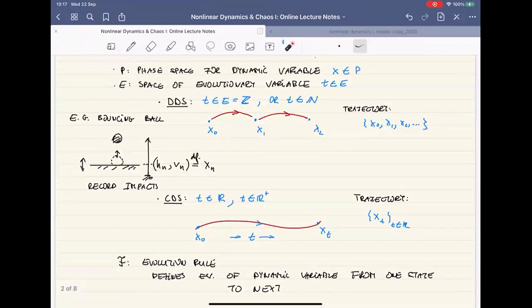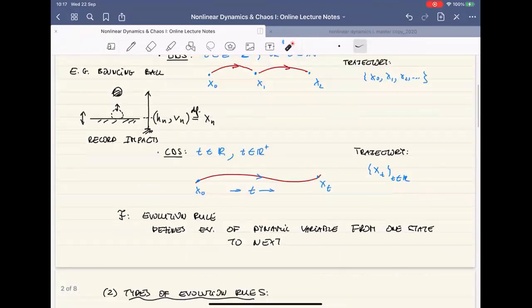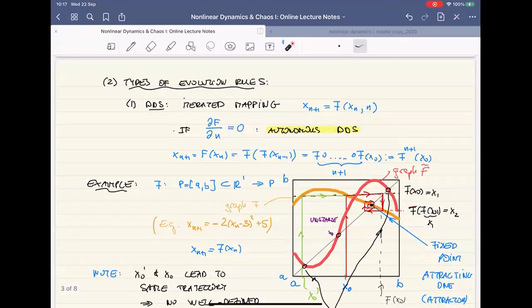Okay. And then we talked about distinguishing two dynamical system types based on the nature of the evolutionary variable: either a discrete dynamical system, whereby you're hopping discretely in time, or a continuous dynamical system, where you would be evolving continuously along trajectories. And we started looking into this a little bit more in the case of discrete dynamical systems, where most of the results are for cases when it's defined by an explicit evolution rule, where the next state is a function of the current state plus the current time. And if that evolution rule doesn't depend on time, then we call the evolution autonomous.